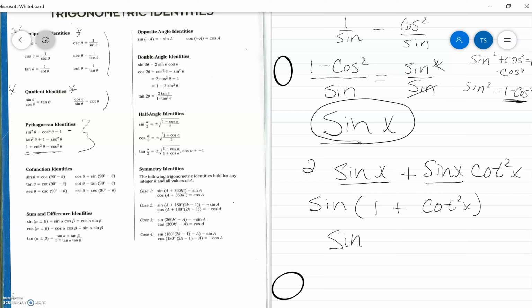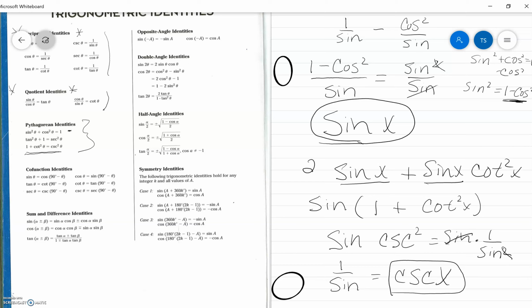Sine times, I'm sorry, I got distracted by my own silliness. Sine times cosecant squared. Well, now I've got cosecant squared. Well, how else can I write cosecant squared? Well, cosecant is the reciprocal to sine. So this is going to be sine times 1 over sine squared. And one sine will cancel with that, and I'm going to be left with 1 over sine, which is equal to cosecant. And now I'm going to get unlazy and put that x back in there. Final answer.